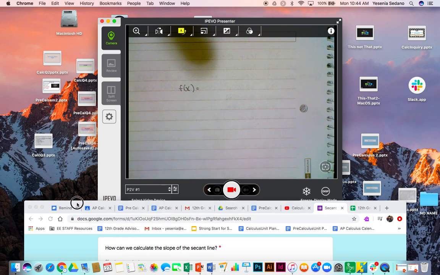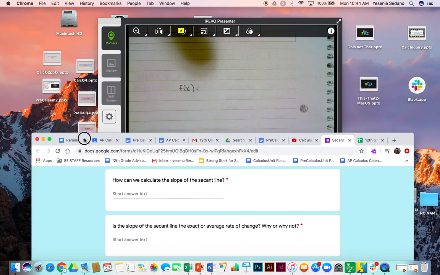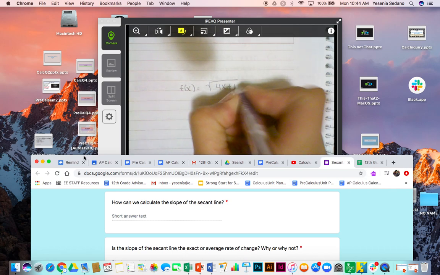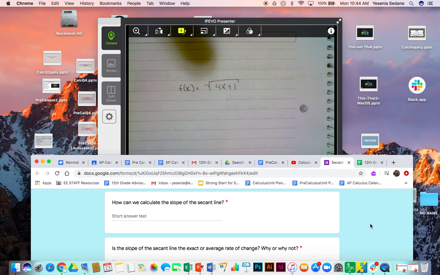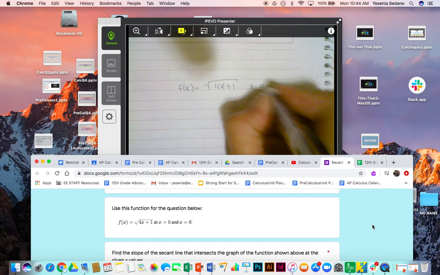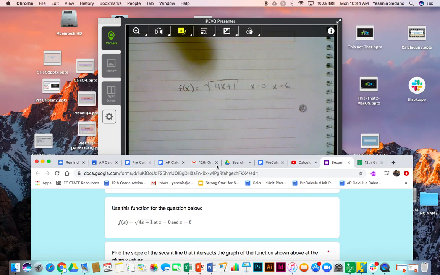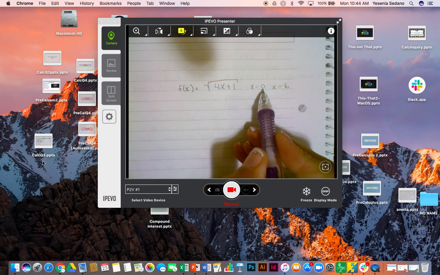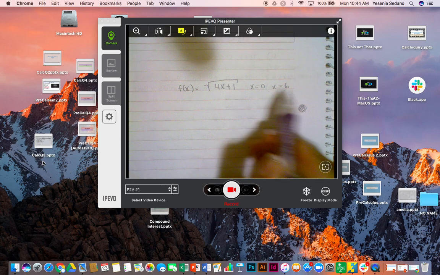Just trying to focus this. So the question was, or the function was, f(x) = the square root of 4x + 1. Okay. And what were the two points? x = 0, and then x = 6. Okay, cool. So I have these two points, these two x coordinates, and from that, I'm going to create my two coordinates.